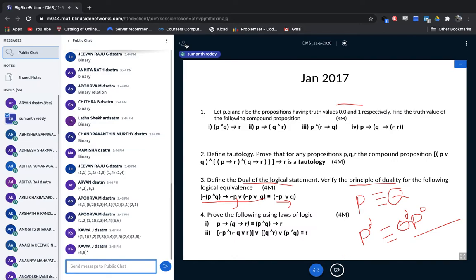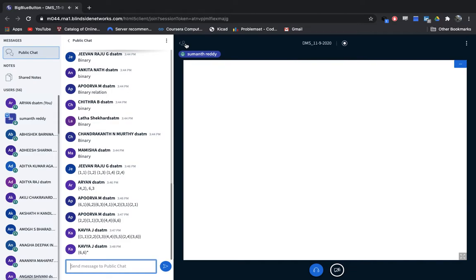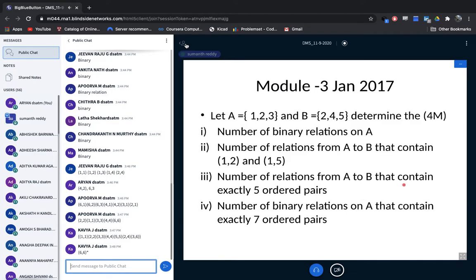Fine. So after this 2017 module 1 paper, this is the module 3 paper. In the module 3 paper, he has asked only one question out of the topics that we have covered. I think this question we solved yesterday, right? Even the values are the same. Actually, this question is the most repeated one; usually he won't even change the values. The question is: there are two sets A and B which contain elements 1, 2, 3 and 2, 4, 5. Determine the number of binary relations on A.